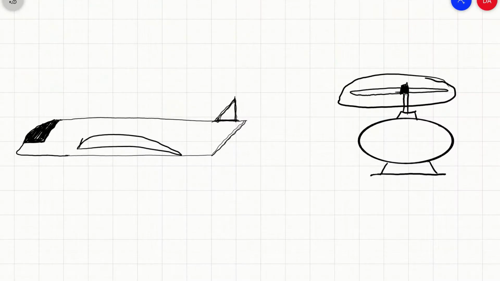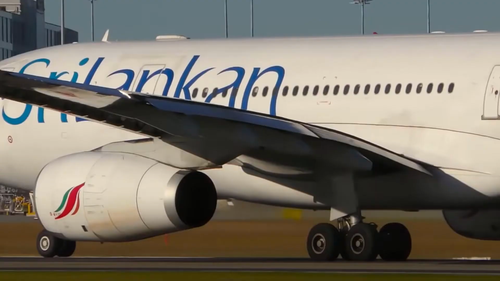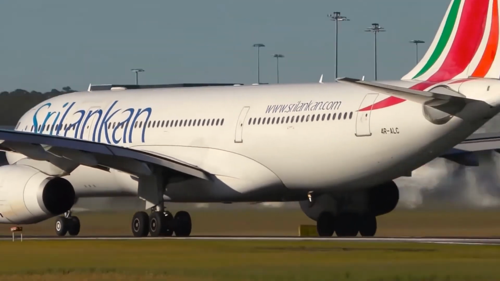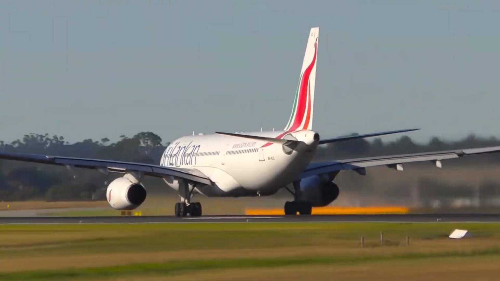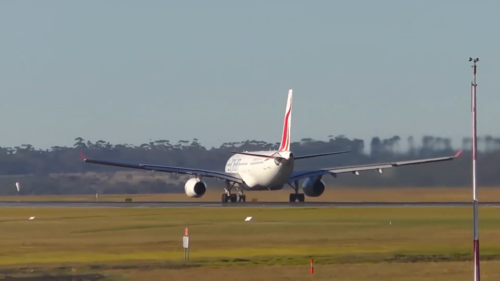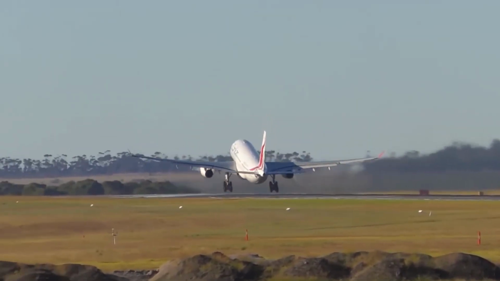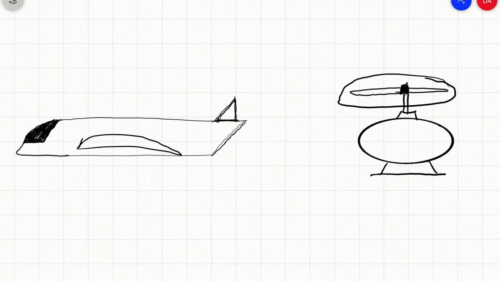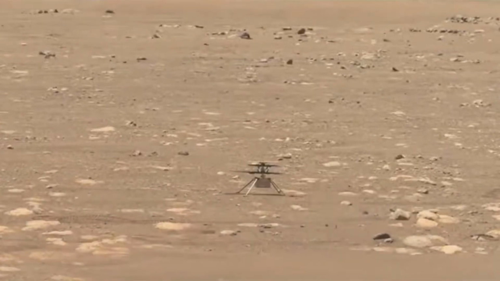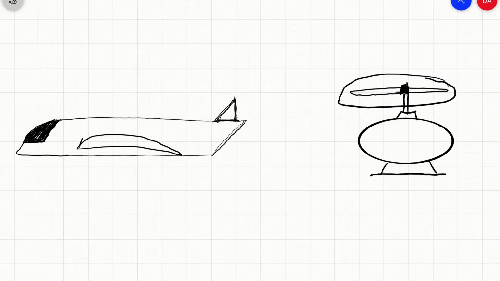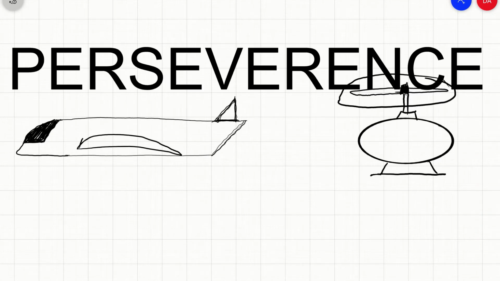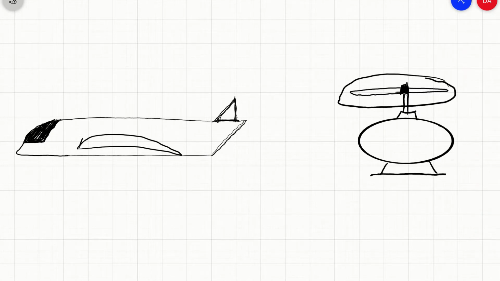This means that the plane itself needs to move quickly and not just the wings. That's why a plane needs a runway to take off and can't just stay steady and hover like a helicopter, because the whole plane needs to move fast enough in order for the wings to produce lift, while a helicopter just has to have its wings move fast enough. That's why the Ingenuity helicopter on the Perseverance rover is a helicopter and not a plane, because there isn't any runway on Mars, and the plane could get damaged while taking off.